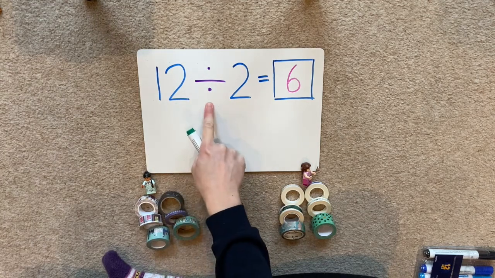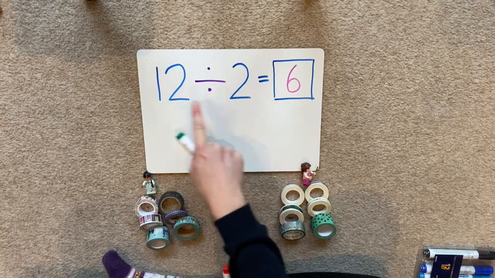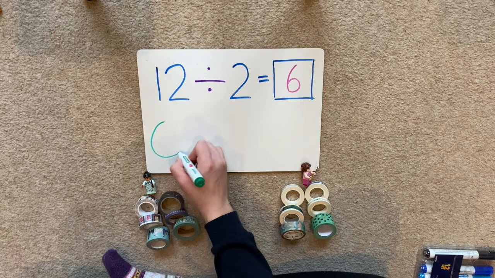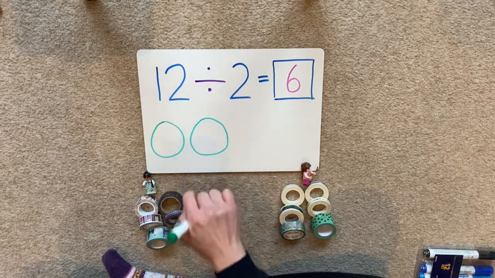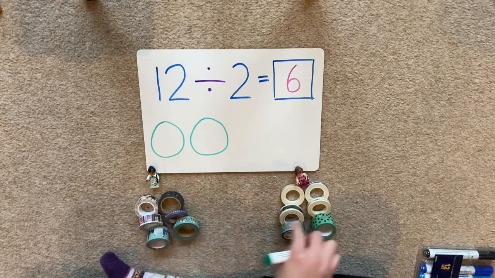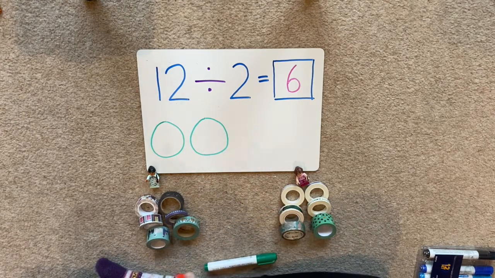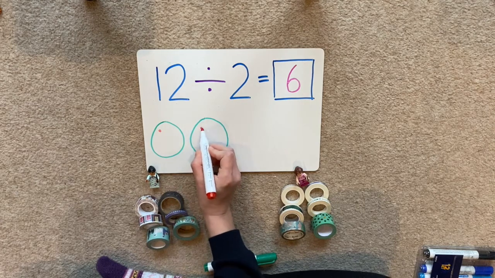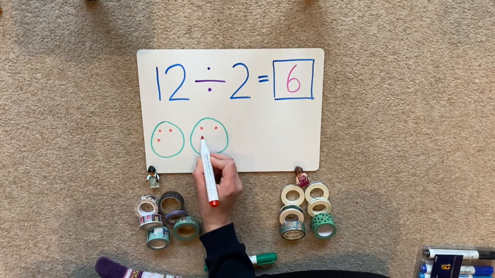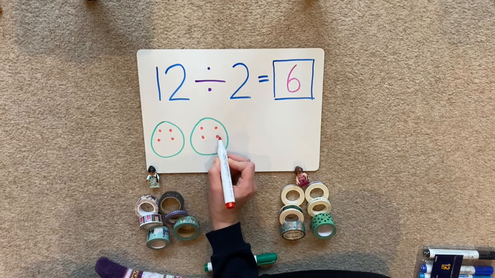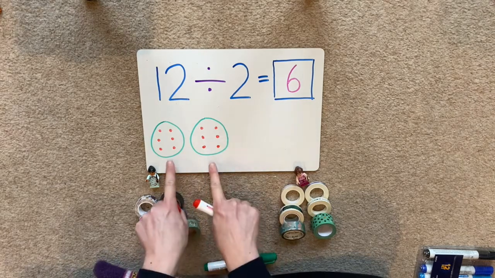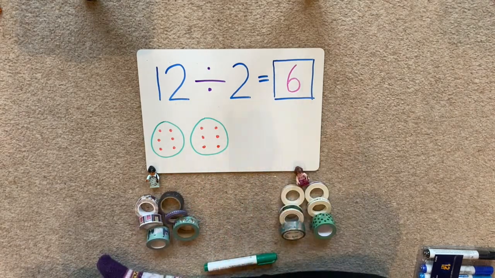12 divided by 2. So we're sharing out 12 objects between 2 people. The way to do it is to draw 2 groups because we're sharing it between 2. So these 2 circles are like my 2 people. Then I'm going to share out 12, just like we did with the tapes just now: 1, 2, 3, 4, 5, 6, 7, 8, 9, 10, 11, 12. So I've got 6 objects in each group, and that is where my 6 comes from.